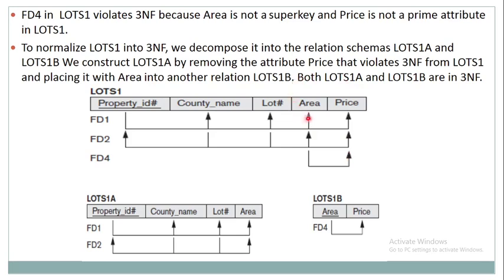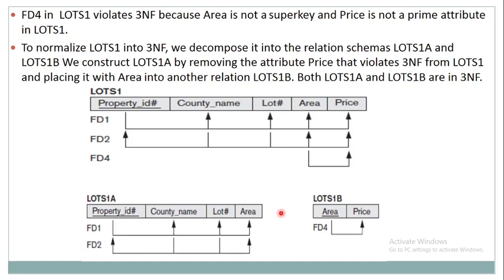So we need to decompose area and price and make them separate. Price is split from the original table, and area is also added to that. This is how we decomposed a table into two tables, and now I can say that both relations are in third normal form. That's it about third normal form.